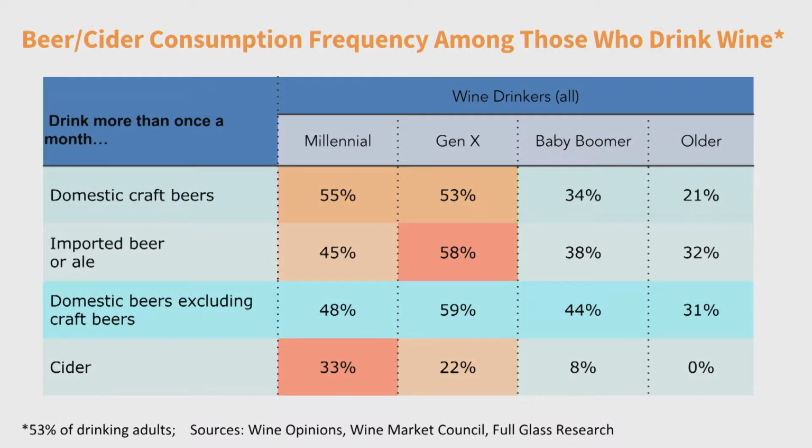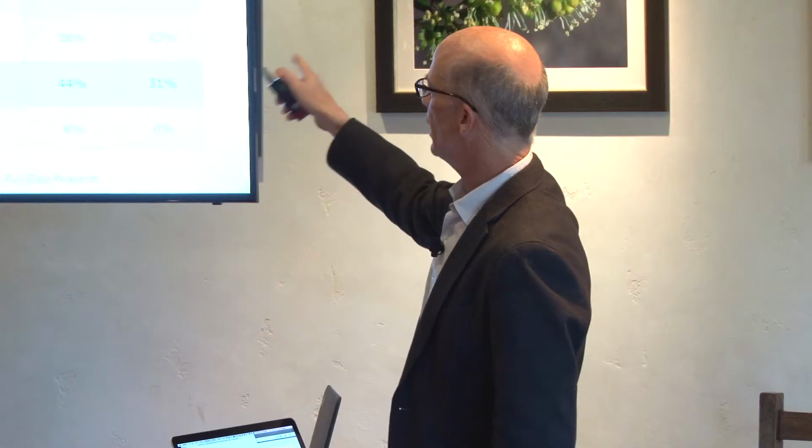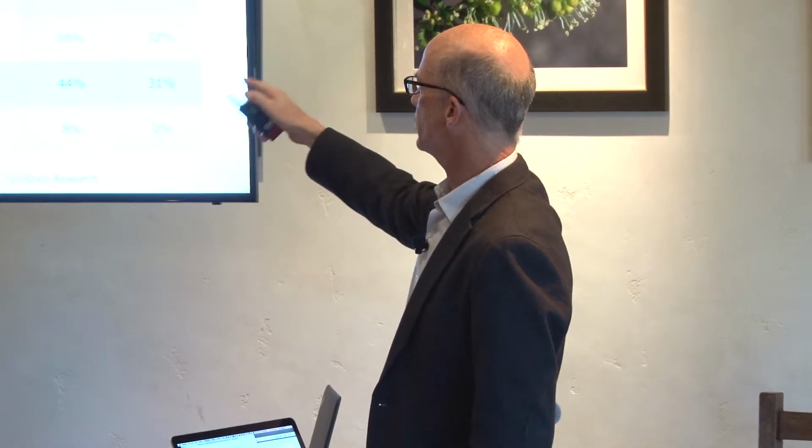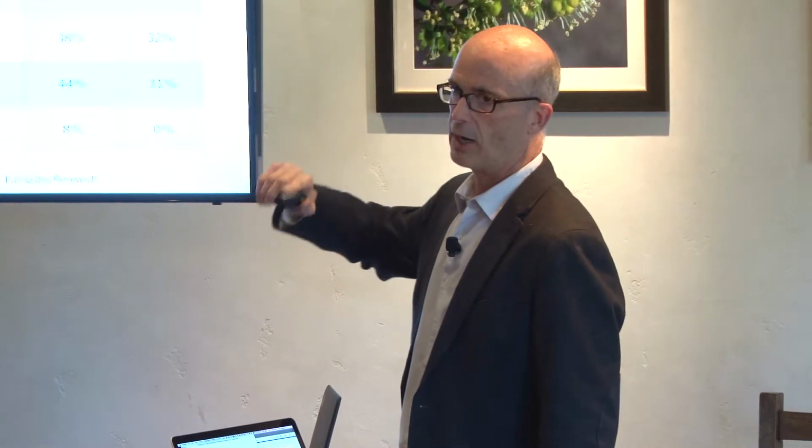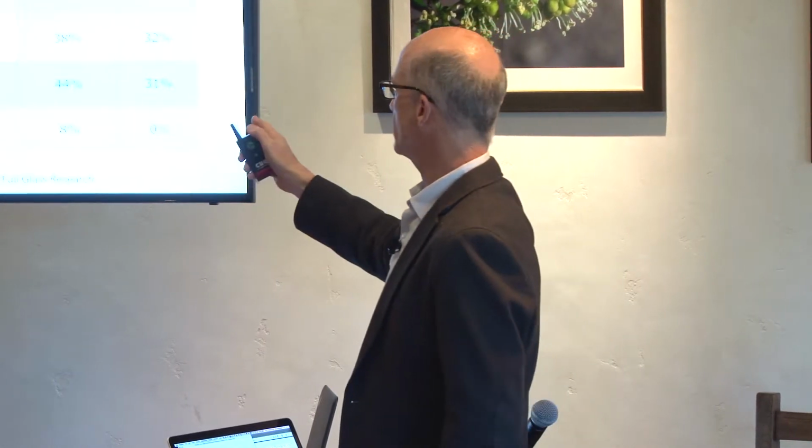Okay, so let's take a look at some actual consumer research. In this case, we're going to take a look at a category level example, specifically overlap between certain categories. Just taking a look at this table, we took all wine drinkers, and that includes even people who just have a glass a few times a year. So it's really over half of the US drinking population in this group. And then we asked them if they drink more than once a month domestic craft beer, imported beer and ale, domestic beers outside of craft, in other words, mainstream domestic beer, and cider.